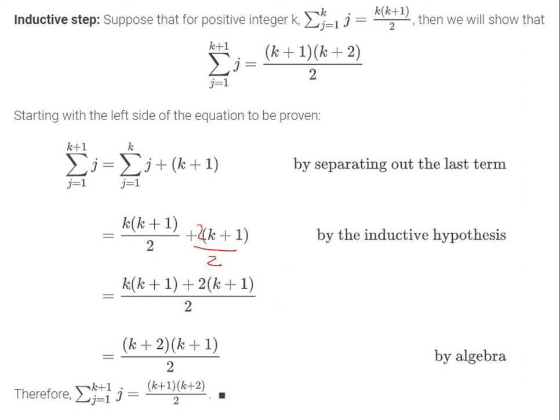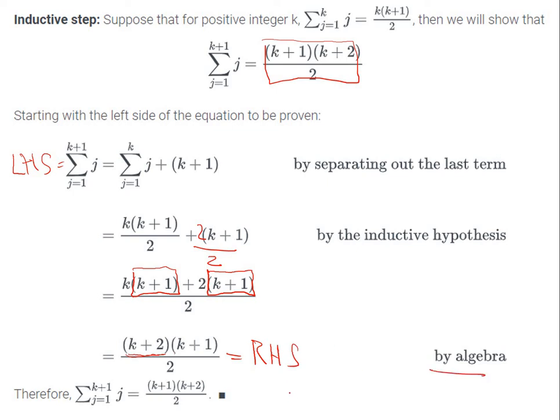Now what you're going to do is take the k plus 1 out as a common factor, so you're left with k plus 2 in the parentheses. And then you can see that this is exactly the right-hand side of our statement. So we have shown that we started with the left-hand side and ended up getting the right-hand side by using algebra.